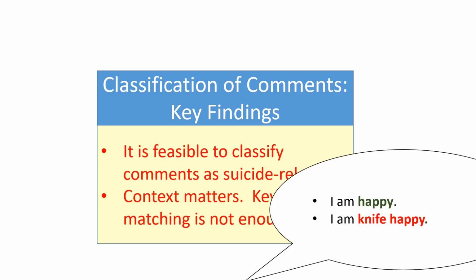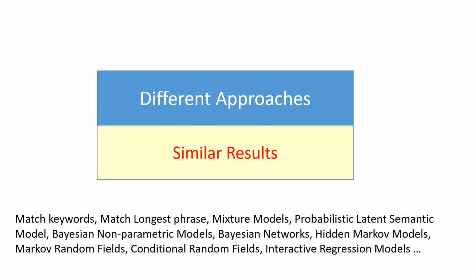So for example, if we have a message that says I am happy, then clearly this person is not suicidal. But the word happy can be in a different context and have quite a different meaning when the patient says I am knife happy. So what has been shown to date is that there are different approaches, and these different statistical or phrase matching methods achieve similar accuracy results, with an area under the curve of around 80% to 90%.